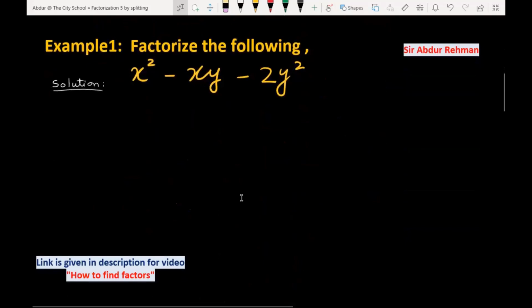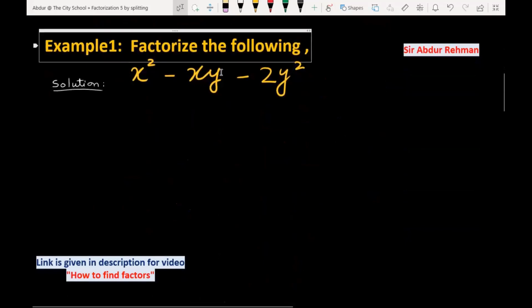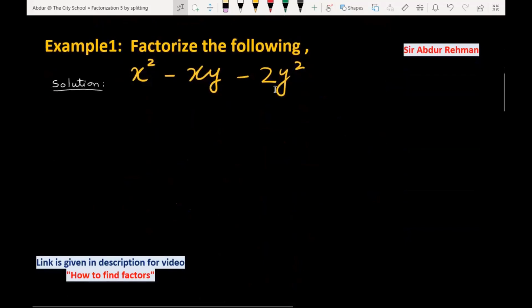Example number 1. Factorize the following: x square minus xy minus 2y square. In this case, you have to multiply the coefficients of the first term. The first term is x square and its coefficient is 1. So I'm going to multiply 1 by 2. 1 by 2 is 2 here.